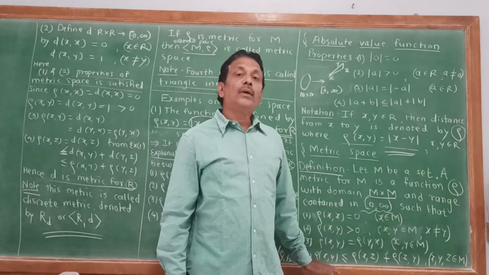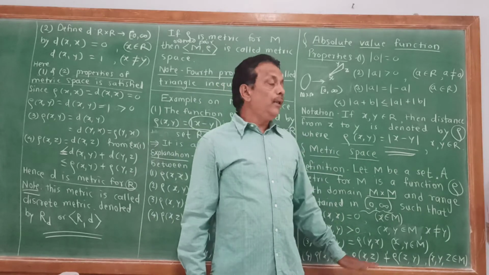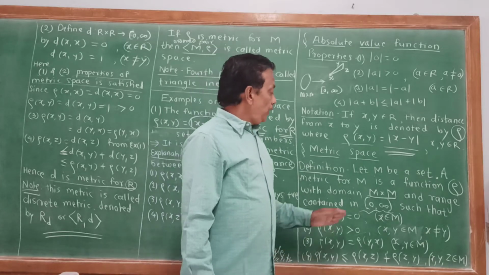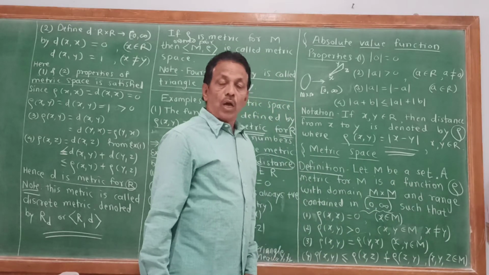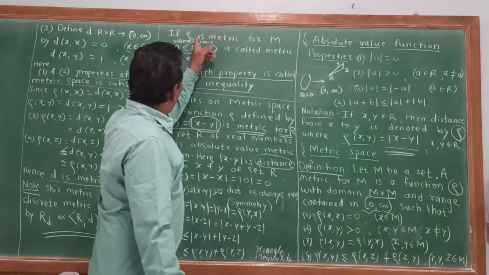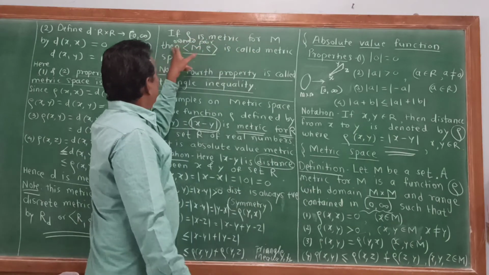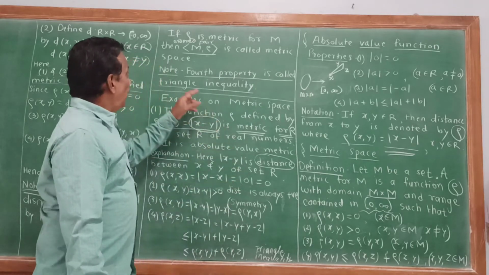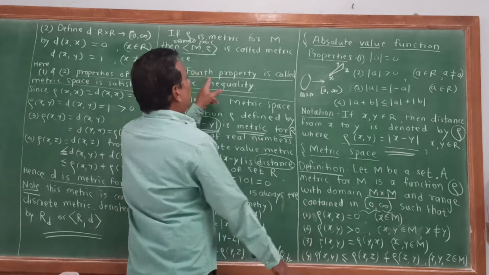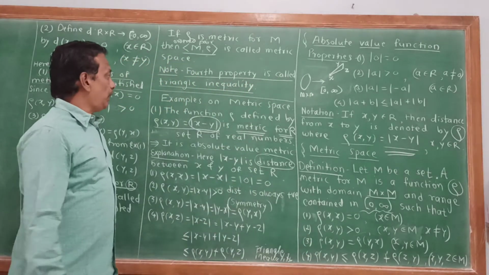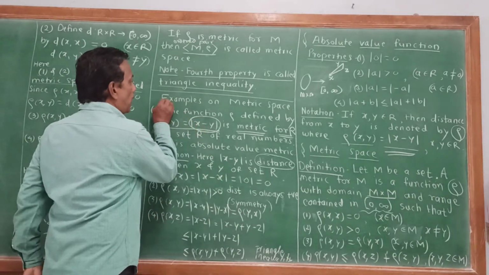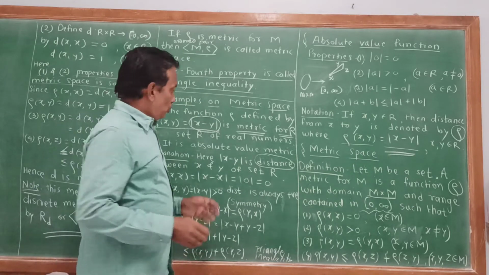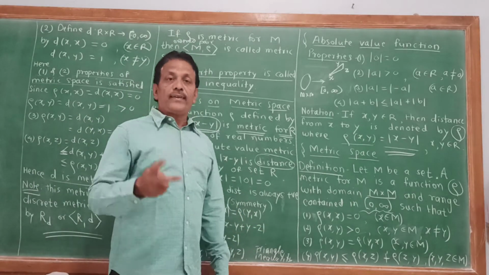If these four characteristics are satisfied by that capital M set, where rho is the metric for M, then the ordered pair M, rho is called a metric space. And of course, the fourth property is called the triangle inequality. There are mainly 5 examples on metric space. Today we are going to discuss only 2 examples.